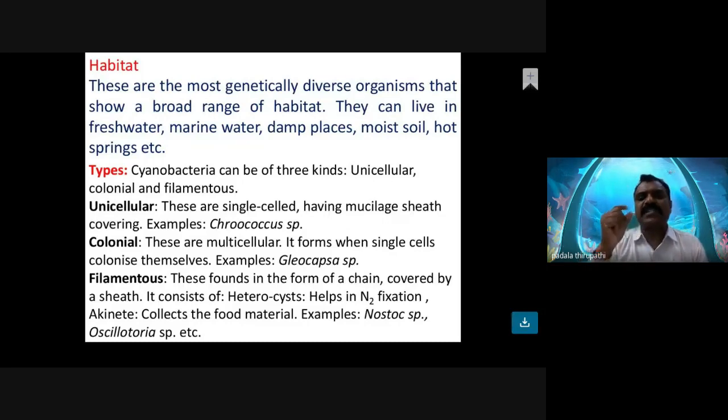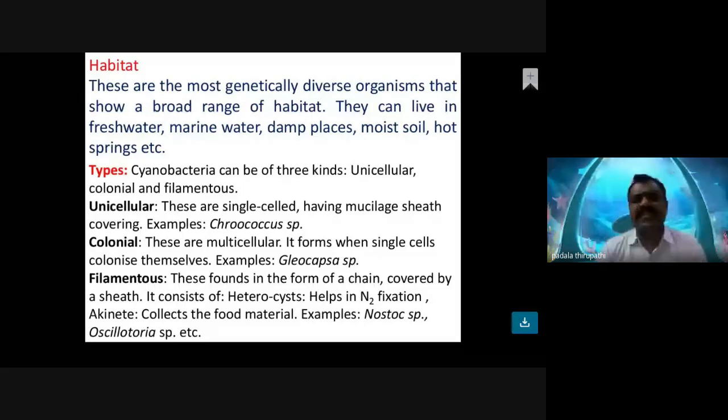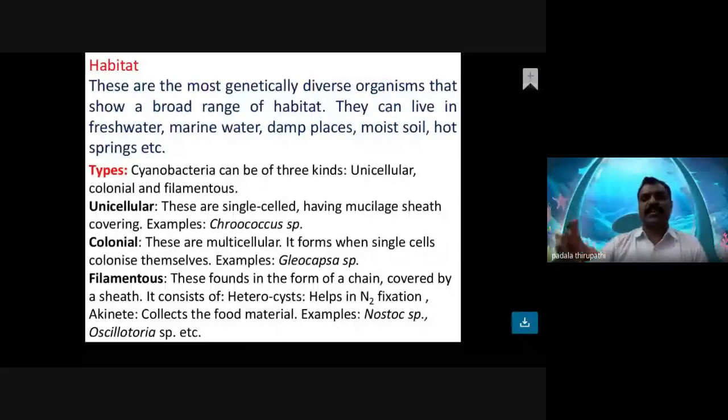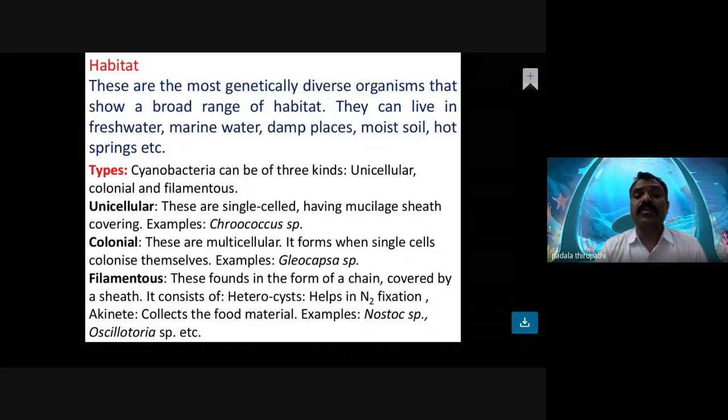So the habitat of this blue-green alga is freshwater and marine water. Freshwater means pond, lake. Marine water, the best examples being oceans and seas, and damp places. Damp places means where the water is stable or stagnant, and moist soil. Moist soil means shady and moist soil, which is also suitable for the growing of this blue-green algae. And along with these, extreme conditions like hot springs are also suitable for growing of this blue-green algae.